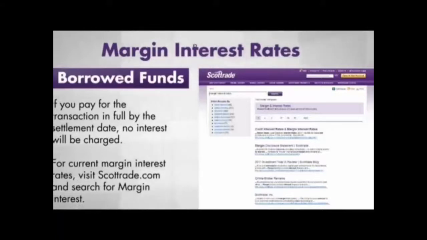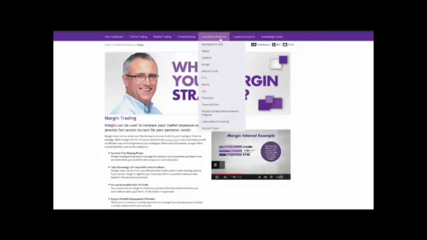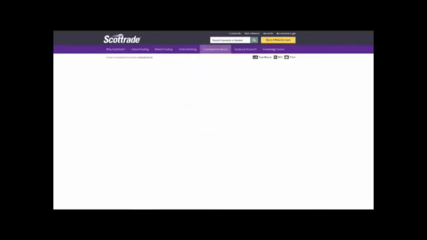For current margin interest rates, visit Scottrade and search for margin interest. Basically, that's what it comes down to: how much you pay for what you borrow. And that's your idea of a margin strategy, what margins are about and what they can do for you. But you have to be careful if you don't understand what they are, just like with a credit card or any type of credit.